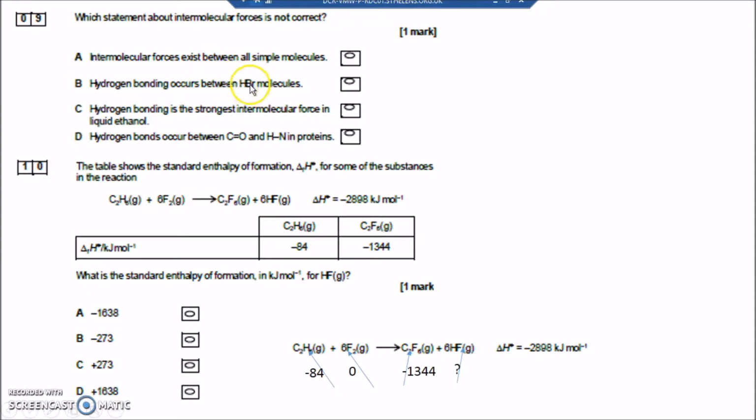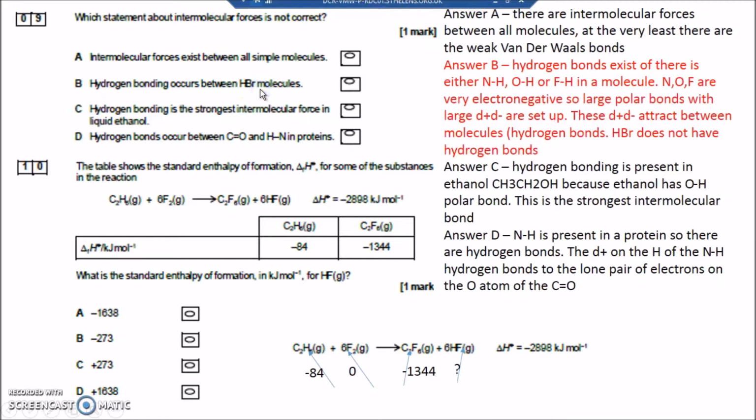So B is incorrect. Let's just check though. Hydrogen bonding is the strongest intermolecular force in liquid ethanol. Yes, hydrogen bonding is always the strongest intermolecular force, and ethanol does have an oxygen bonded to a hydrogen. Hydrogen bonding occurs between CO and HN in proteins. Yes, that's true, because you've got a hydrogen bonded to a nitrogen. Anywhere where you've got a hydrogen bonded to a nitrogen, a hydrogen bonded to an oxygen, a hydrogen bonded to fluorine, you've got hydrogen bonding. So the answer is B.